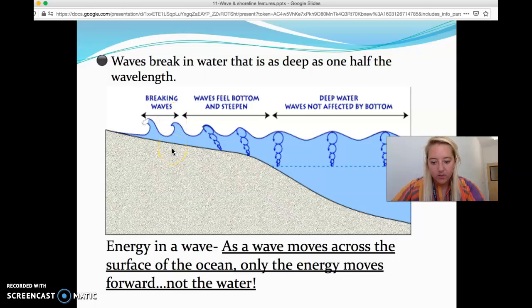So the energy in the waves: as a wave moves across the surface of the ocean, only the energy moves forward, not the water. So your water is not actually moving forward in the wave, it just looks like that. It's actually the energy that's moving forward. So that's a common misconception when we talk about waves.